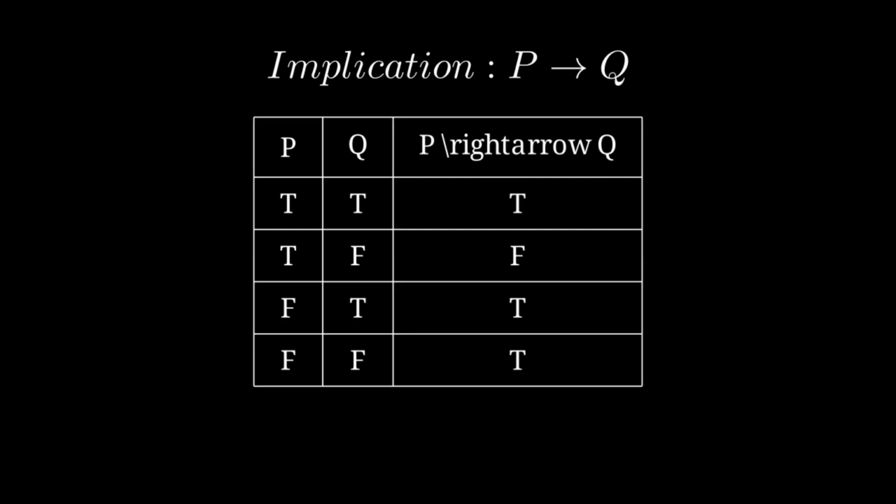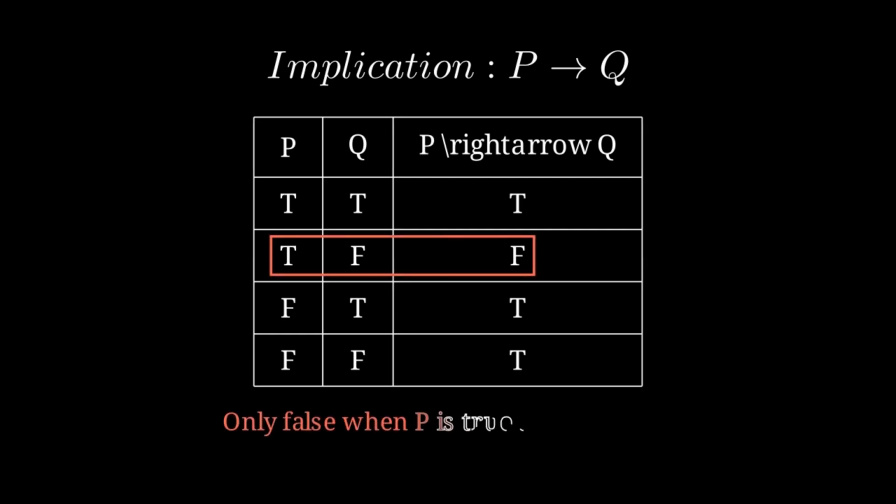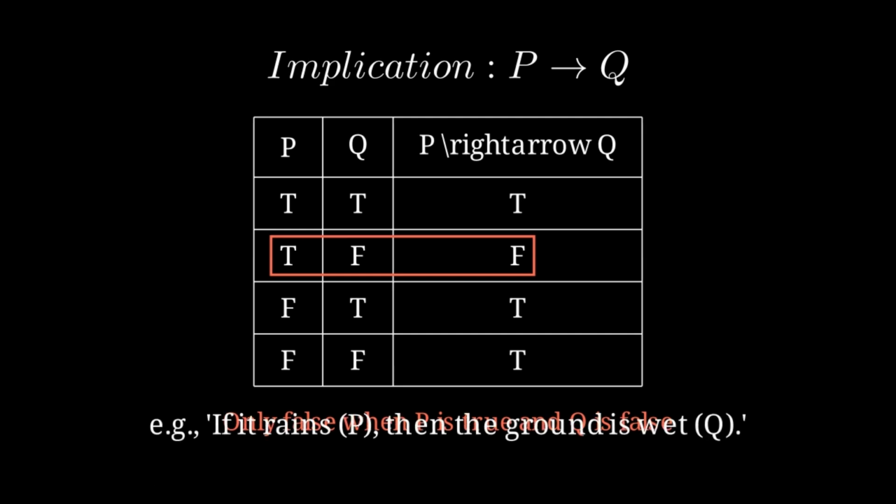Quantifiers allow us to make statements about collections of objects. The universal quantifier, symbolized by for all, indicates that a property holds for every element in a set. The existential quantifier, symbolized by there exists, indicates that a property holds for at least one element in a set.